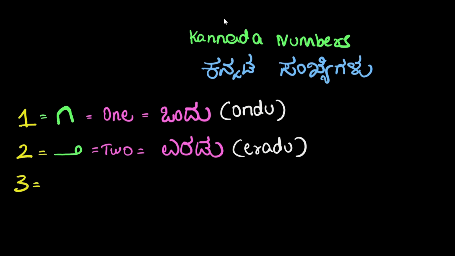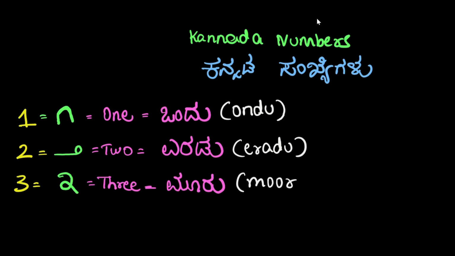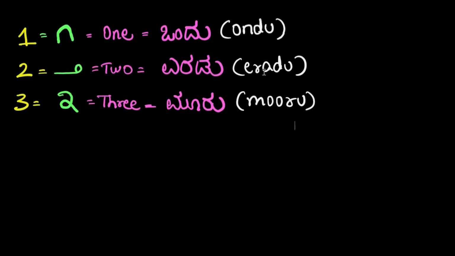And what about 3? So 3 is written like this. Okay? So 3 na ಏನಂತ ಕರೀತಾರೆ? What do you call 3 in Kannada? Mooru. Okay, so 3 ಆಯ್ತು.